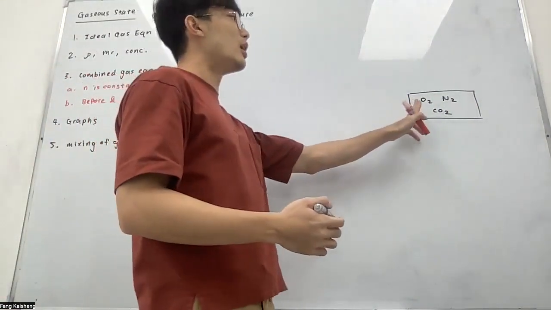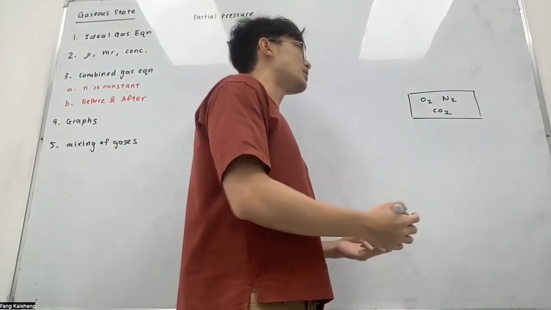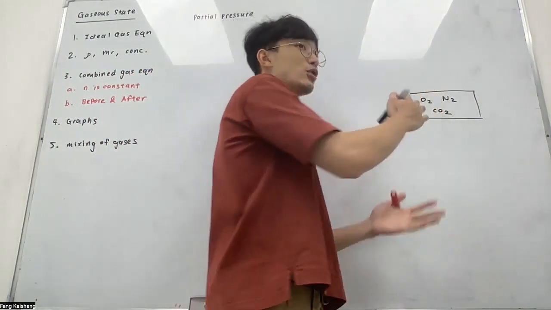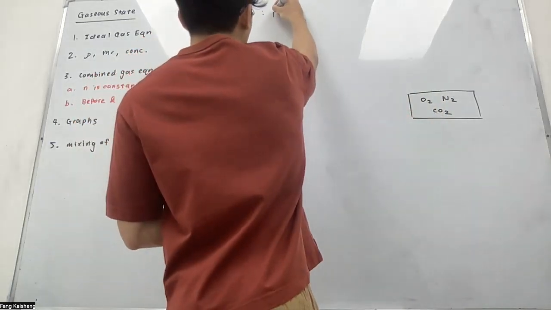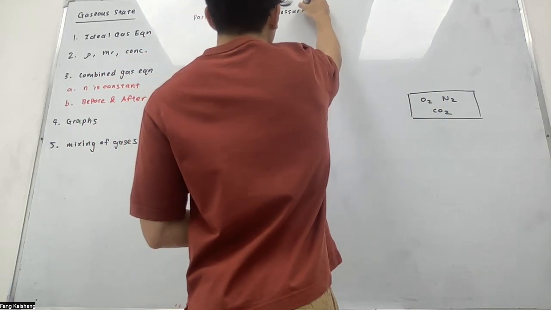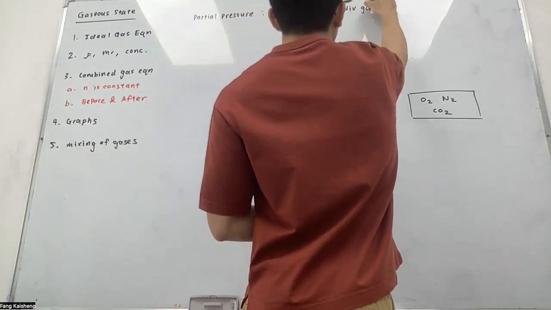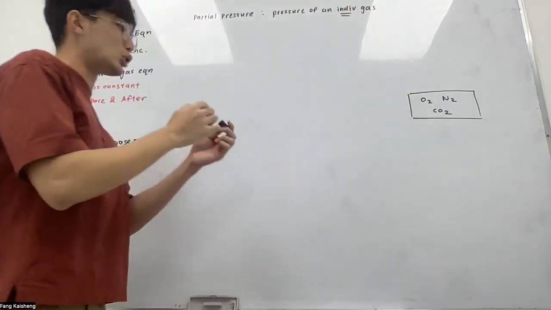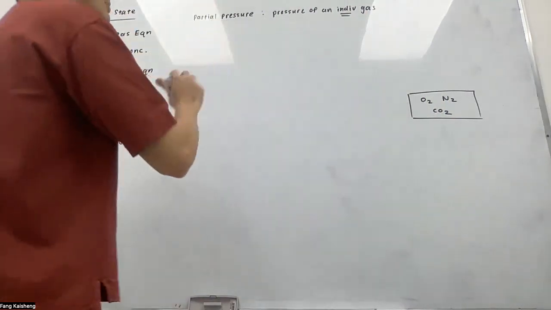The pressure of the container is because of all three gases, correct? In reality, it's because of the individual gases all added up together. So partial pressure is the pressure of an individual gas. Take note of that. So when we say partial pressure, it's just the pressure of, let's say, oxygen, the partial pressure of nitrogen or carbon dioxide. This one should be quite simple.